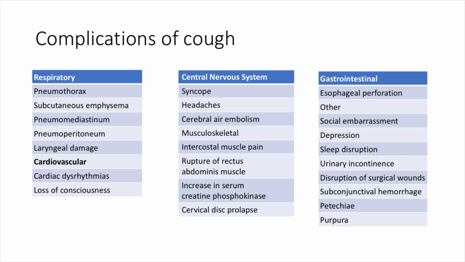cerebral air embolism. Musculoskeletal complications, intercostal muscle pain, rupture of the rectus abdominis muscle, increase in the serum creatine kinase, and cervical disc prolapse. GI complications, esophageal perforation. Others like social embarrassment, depression, sleep disruption, urinary incontinence, disruption of surgical wounds, subconjunctival hemorrhages, petechiae, and purpura.